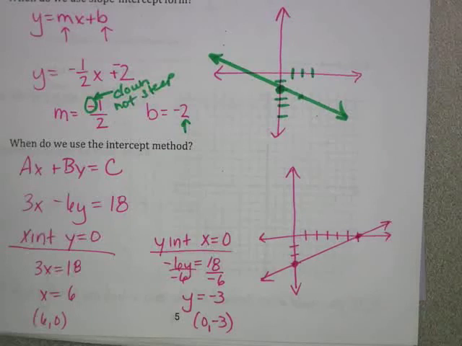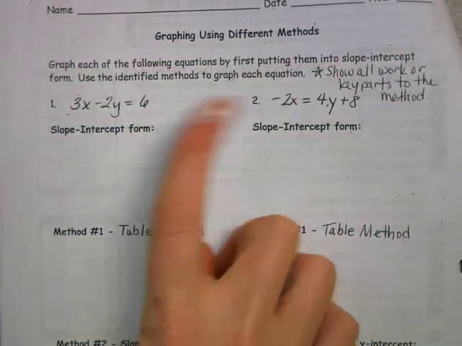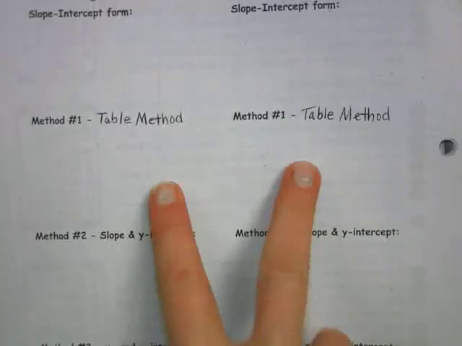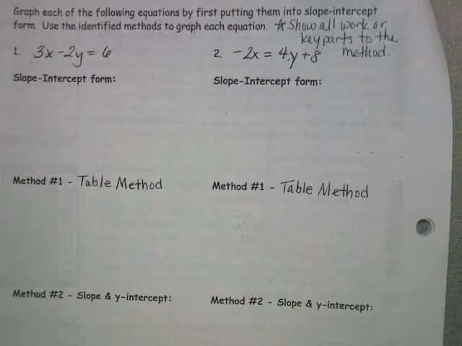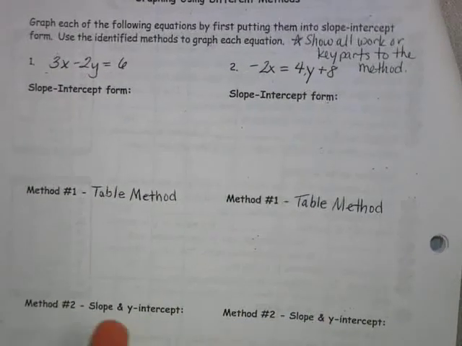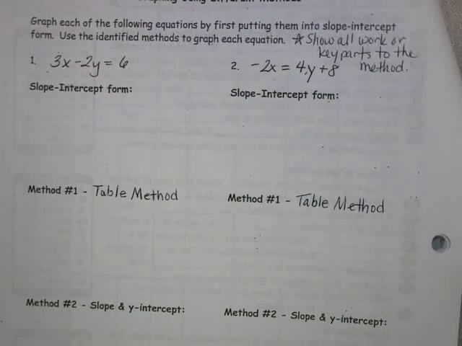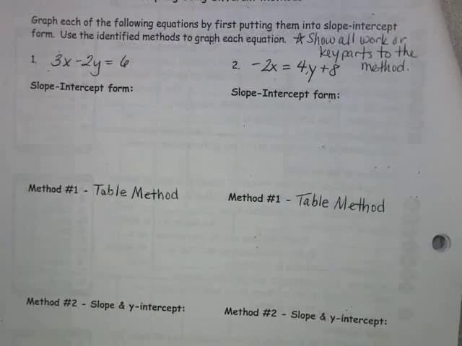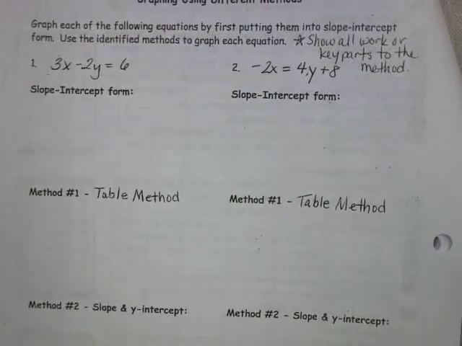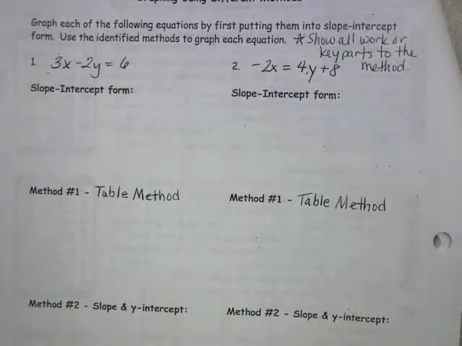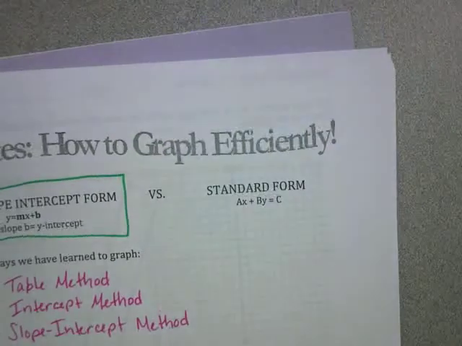Okay, so now what you're going to do is go back to the previous page. You're going to first put these in slope-intercept form, and then you're going to do the 3 different methods, and you're going to graph these on a piece of graph paper. Each method is just a different method, and so what you want to do is make sure that you're graphing it all on the same line, okay? And then decide which one is the easiest method. So all three of these will produce one line, okay?